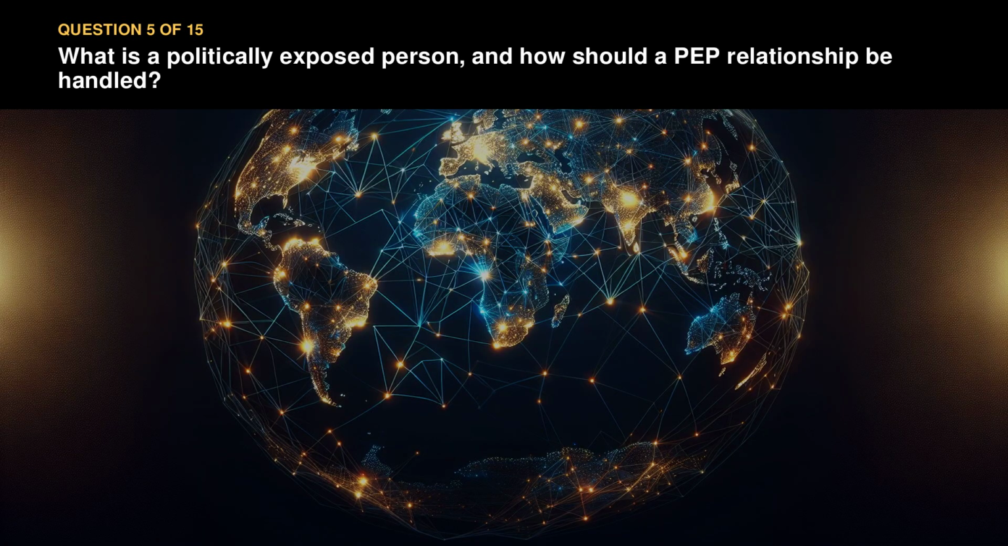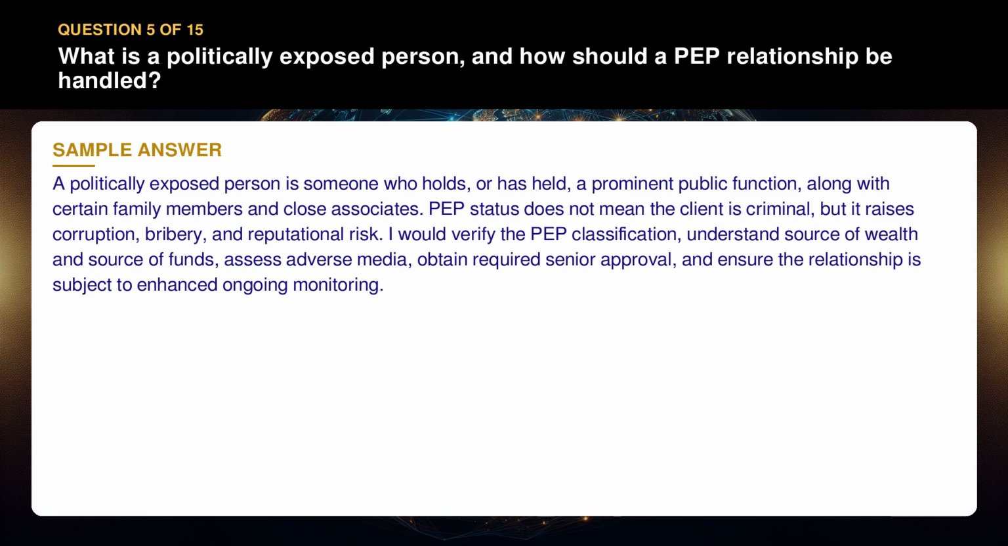Question 5. What is a politically exposed person, and how should a PEP relationship be handled? A politically exposed person is someone who holds or has held a prominent public function, along with certain family members and close associates. PEP status does not mean the client is criminal, but it raises corruption, bribery, and reputational risk. I would verify the PEP classification, understand source of wealth and source of funds, assess adverse media, obtain required senior approval, and ensure the relationship is subject to enhanced ongoing monitoring.